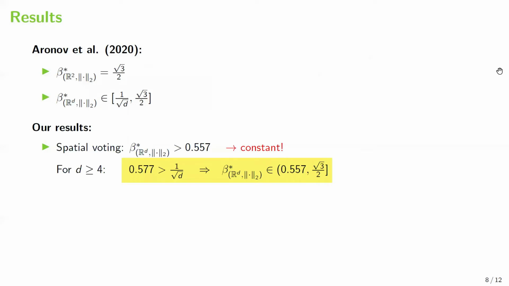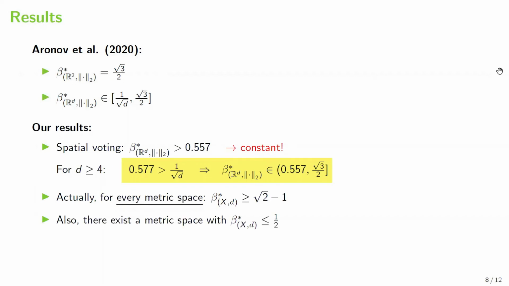Now, more than that, we actually give a constant lower bound for any metric space. So take any metric space (X, d) and any set of voters in X, there always exists a plurality point with parameter square root 2 minus 1. In addition, we show that there exists a metric space with beta star smaller than half. In this talk, I will focus on showing you these last two results for a general metric space, and our technique for showing the lower bound for the Euclidean space is an extension of this.